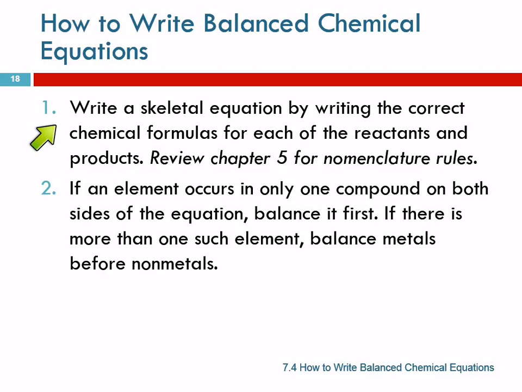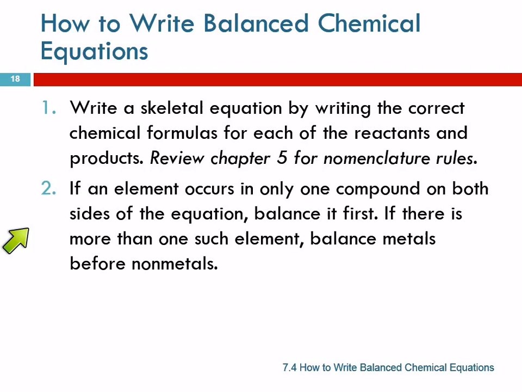The first step is to write a skeletal equation using the correct chemical formulas for the reactants and products. Figure out what are the reactants, what are their chemical formulas, write that down. Figure out what are my products, what are their chemical formulas, and write them down. It's really important that your chemical formulas be correct. If your chemical formulas are wrong, then the whole thing's going to be wrong. So you may need to review Chapter 5 for some nomenclature rules.